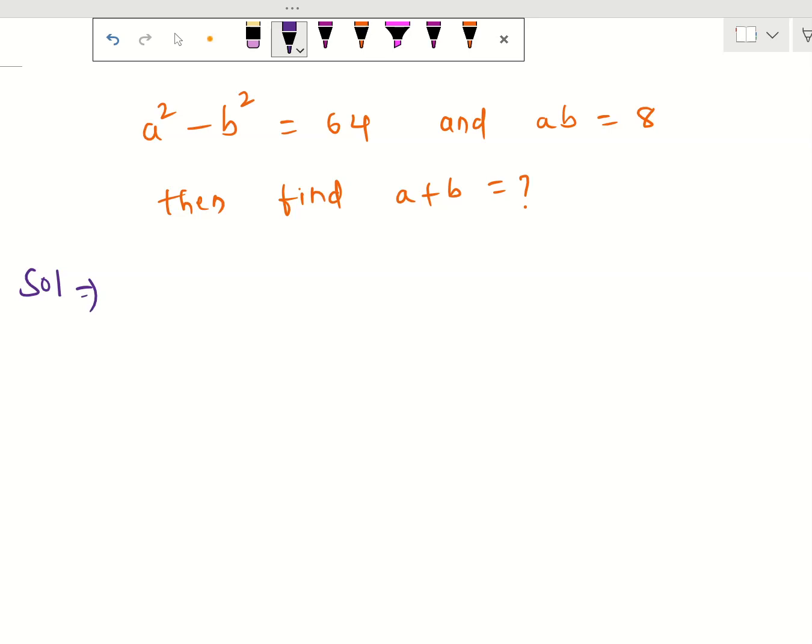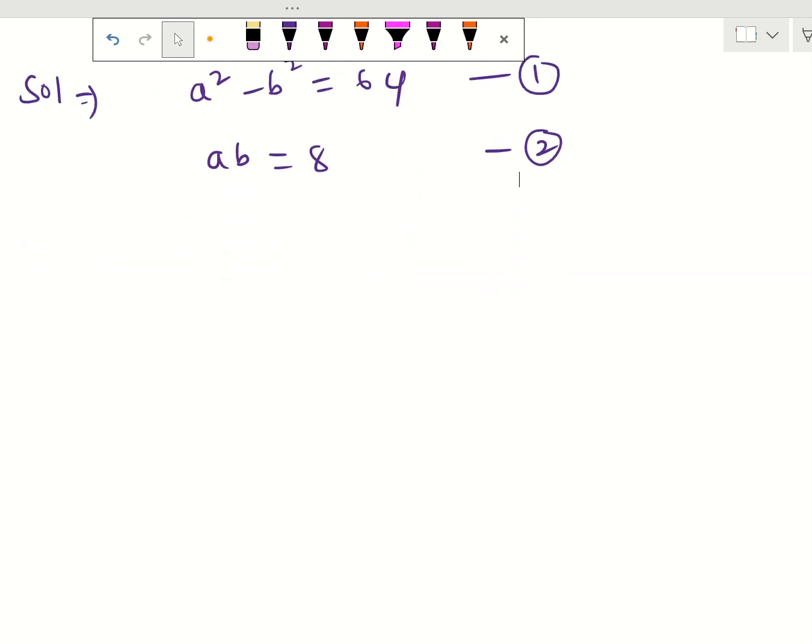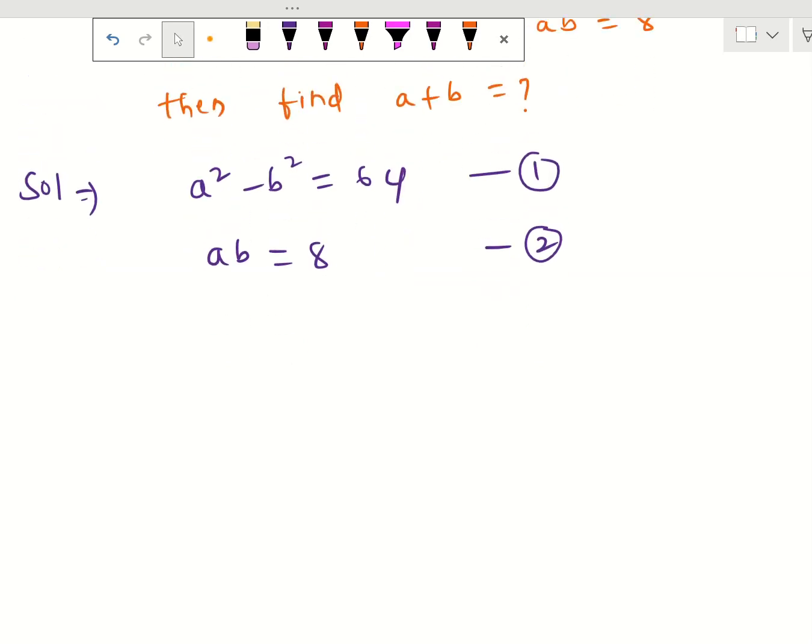So I write what is given first. The first given here is a square minus b square is equal to 64. This one I am writing as equation number 1. The second term given is a into b is equal to 8. This one we write as equation number 2. Now, recalling the first equation, a square minus b square is equal to 64.